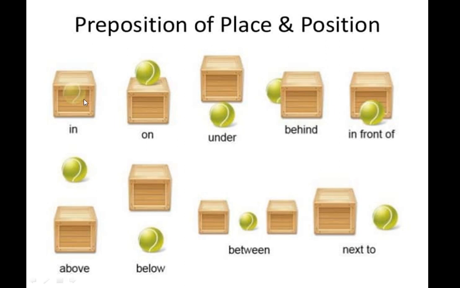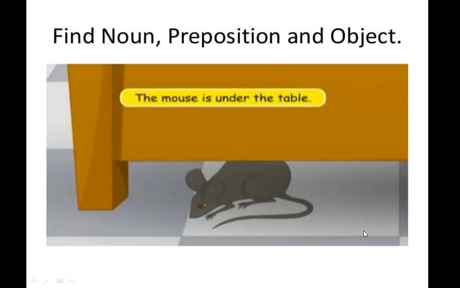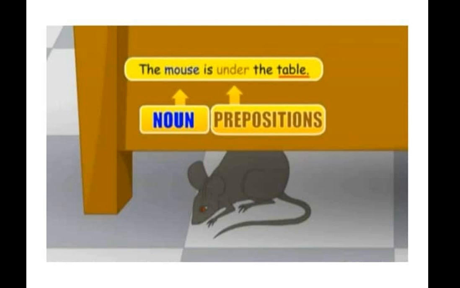So you can see here the ball and the box. Ball is in the box, on the box, under the box, behind the box, in front of the box, above the box, below the box, between the box, next to the box. So find the noun, preposition and object from this sentence. The mouse is under the table. So mouse is a noun, under is a preposition and table is the object.